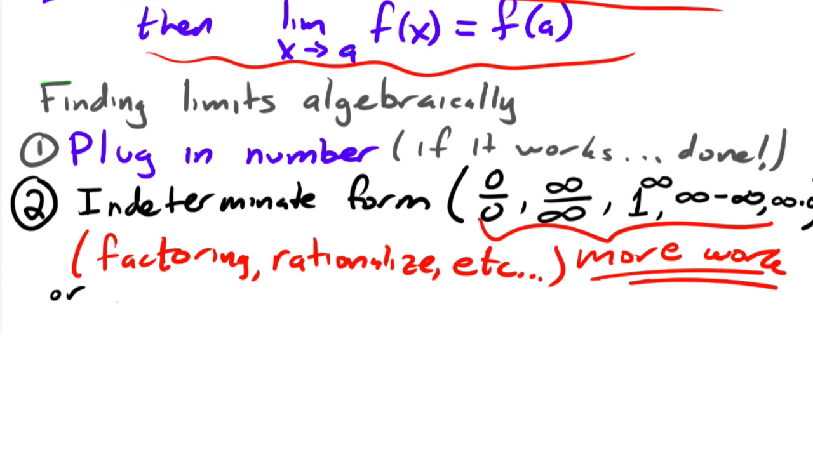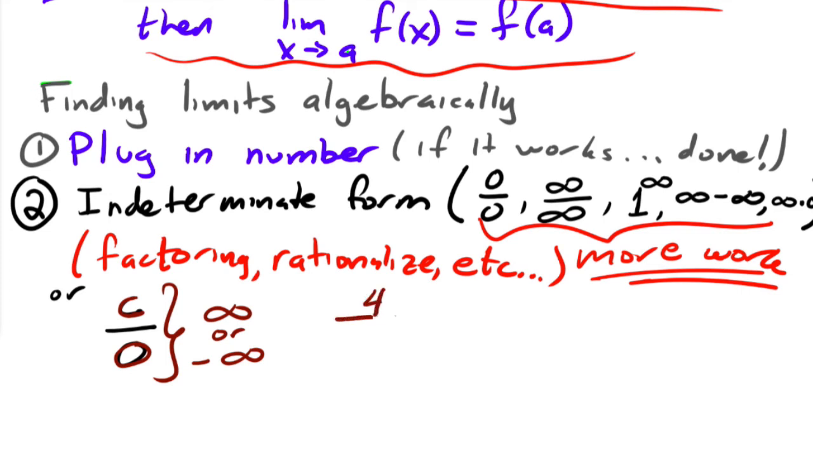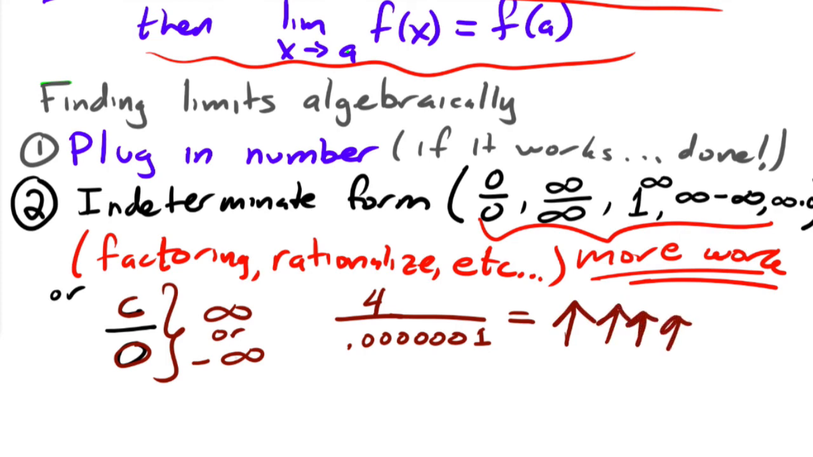Or you can also get a constant over 0. This isn't indeterminate, and we'll deal with it later, but what this means is that it's going to infinity or negative infinity. Because the top is going to be a constant, and the bottom is going towards 0. So if you have a constant number 4 and you're constantly dividing by a smaller and smaller number, this whole thing is going to blow up and get bigger and bigger. So it's going to go to either infinity or negative infinity. We'll talk about that case in a bit as well. So let's do some examples.